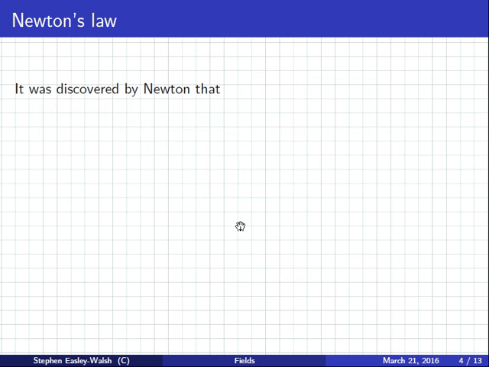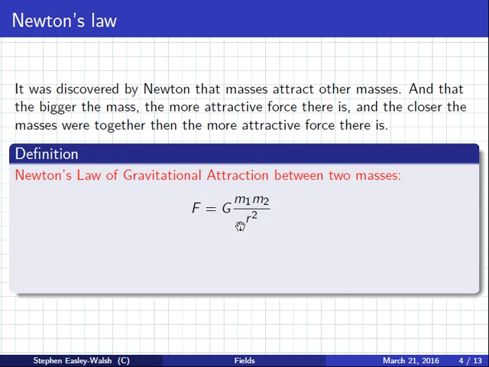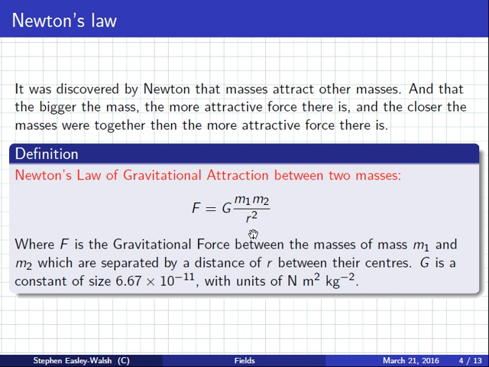It was discovered by Newton that the masses attract other masses, and the bigger the mass, the more force, and the closer the masses were together, the more force. In fact, Newton found precisely the formula for the force. It's G m1 m2 over r squared, where F is the force, of course, the m1 and the m2 are the masses, and they're separated by a distance of r, and that r is between their centres. G is a constant, 6.67 times 10 to the minus 11, and the units, you could work them out, they're Newton meter squared per kilogram squared.